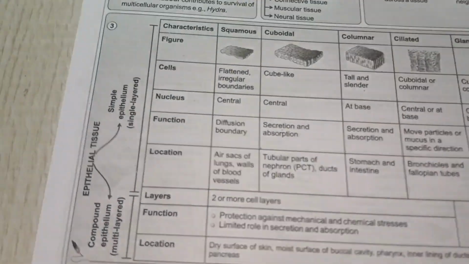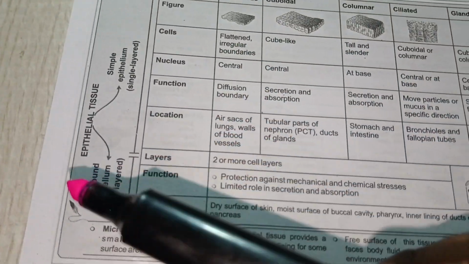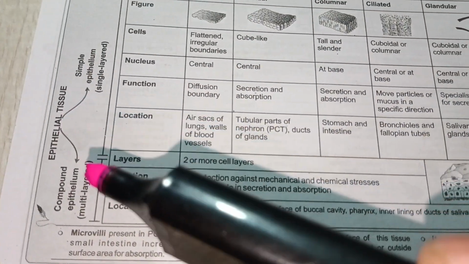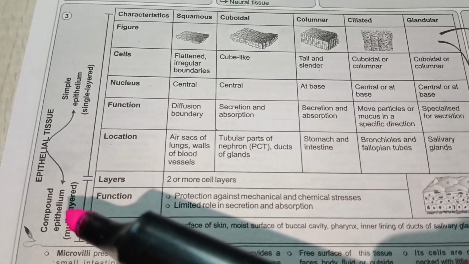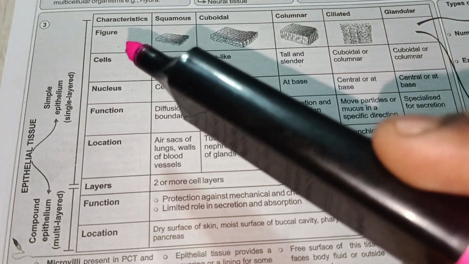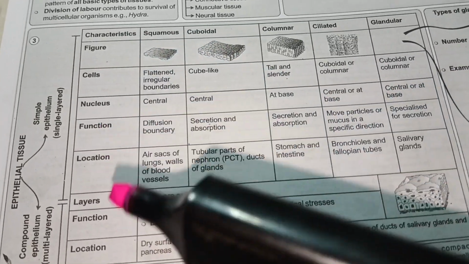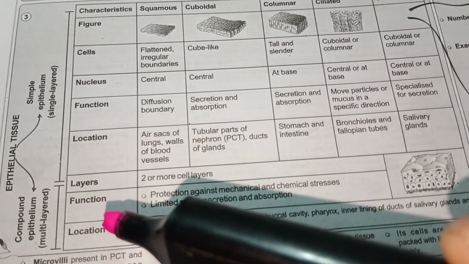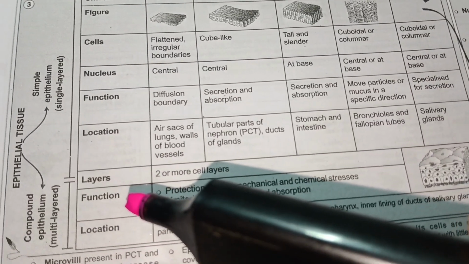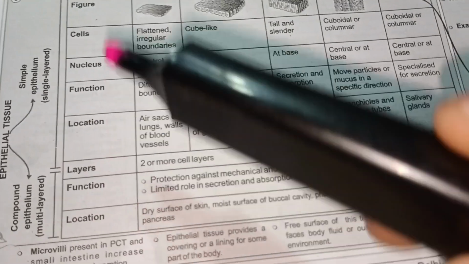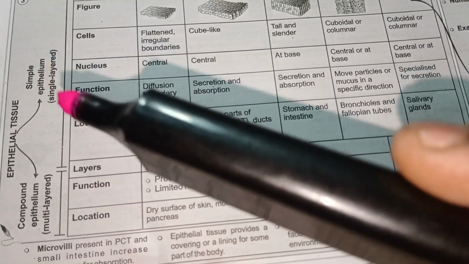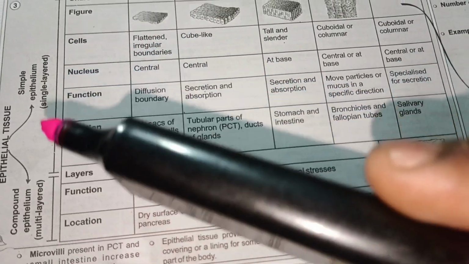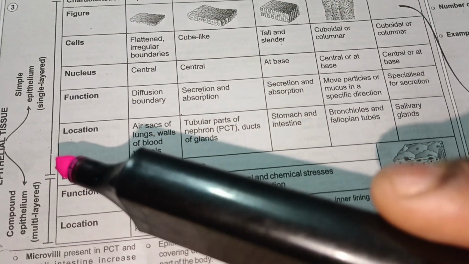Now here we are going to see the first type of tissue, that is the epithelial tissue. First of all, guys, epithelial tissue is divided into two parts, the compound epithelium and the simple epithelium. The compound epithelium is made up of multiple layers, and the simple epithelium is made up of a single layer.